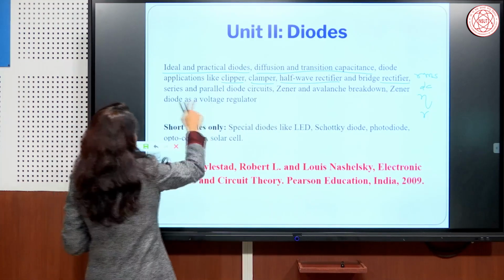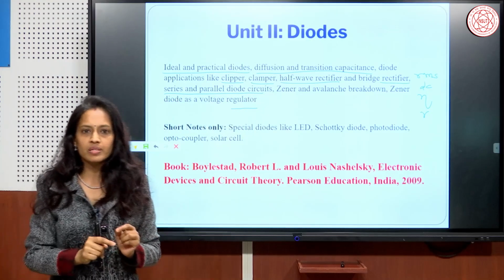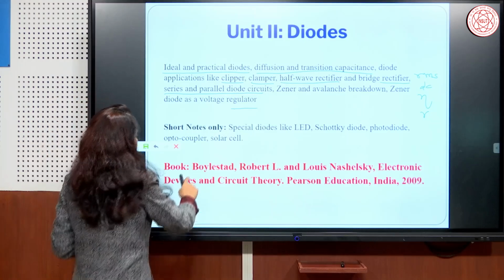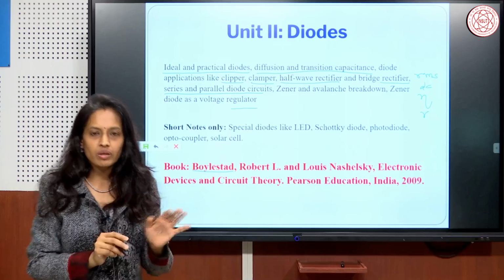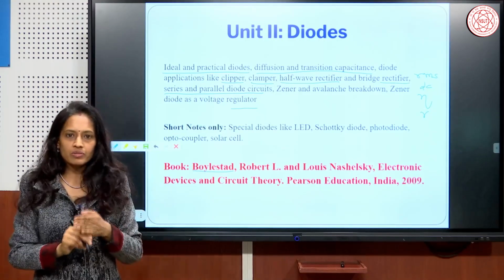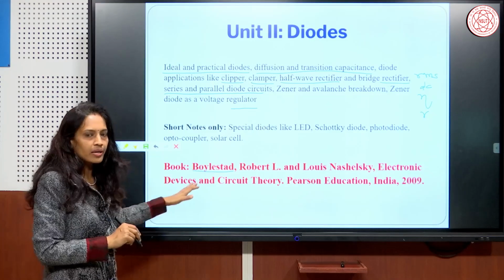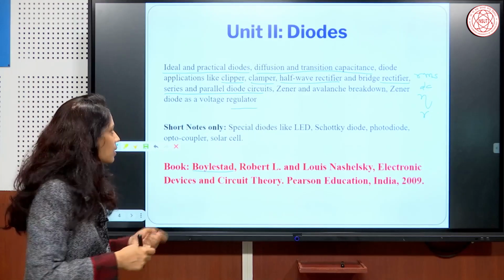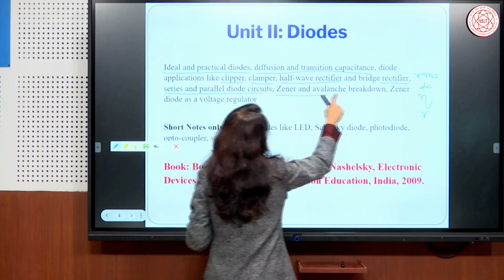Now coming to diode series and parallel circuits. In series and parallel diode circuits, you can take small numericals, and these are given in the Boylestad book in very good detail. All types of numericals are covered. You can take the solved numericals, as well as go through the unsolved numericals at the back, which will give you a good idea of how to put the diodes in series and in parallel and how to solve the circuit requirements. Then coming to Zener and avalanche breakdown.